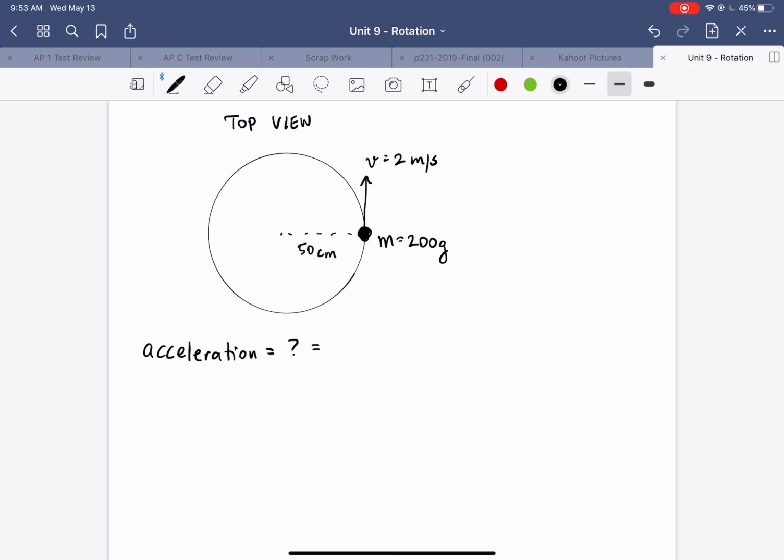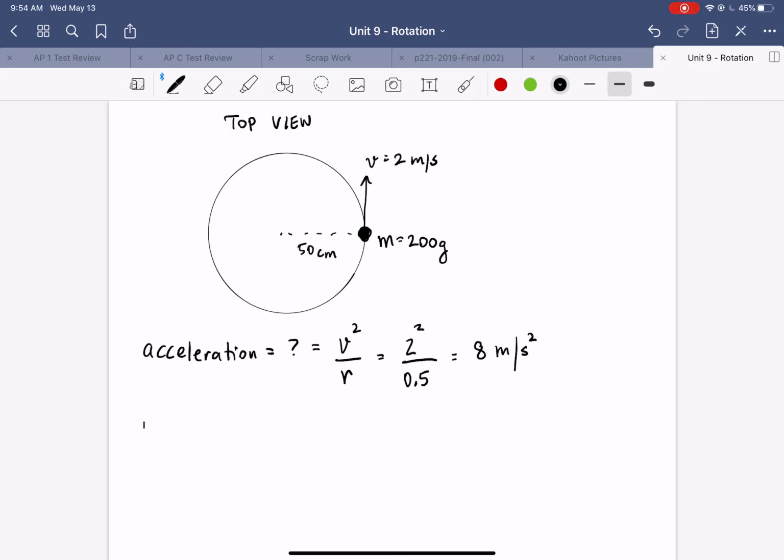All right, so if we remember, acceleration is equal to velocity squared divided by r. That will be 2 squared divided by r. Now r has to be measured in meters as always, so 50 centimeters is 0.5 meters. So that will be 8 meters per second squared. Right, so the acceleration still has the same units as it always does.